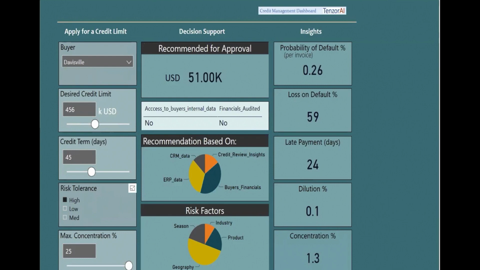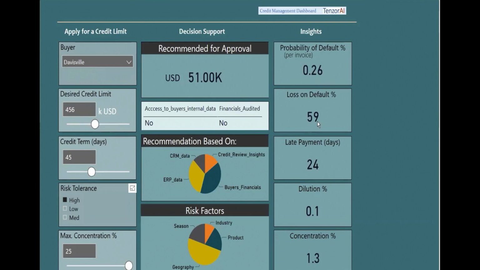So I can manage my overall risk aversion, but I will split it with different groups of customers. What it's producing now is the recommended limit. It's also producing a number of calculations. So it's giving me a probability of default, in this case 0.26%.